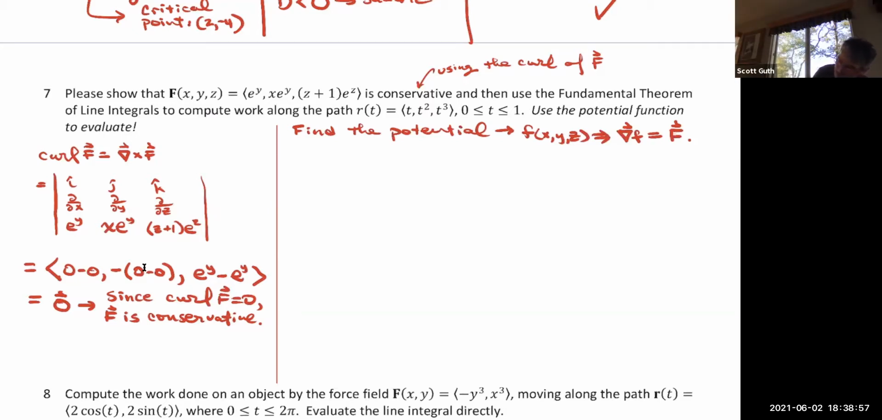So the gradient of little f is just three partial derivatives, fx, fy, fz. Okay, this has to be big F, which I will just copy down here. It's e to the y, x e to the y, z plus 1 e to the z. Like that. So that's big F.